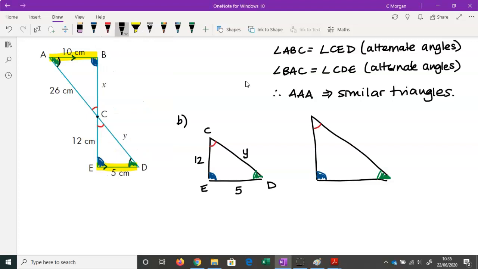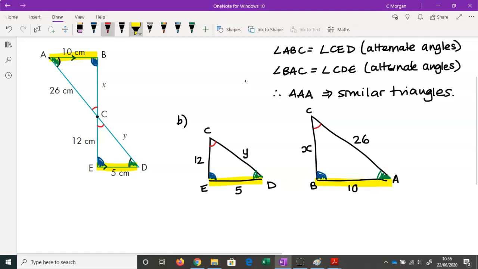Now I can see that vertex C is where the red angle is, and I can see that vertex A is where the green angle is, and vertex B is where the blue angle is. So now I can write my side lengths. A to B is 10 centimetres. Side A to C is 26 centimetres, and side B to C is X centimetres. And now I've got my corresponding sides.